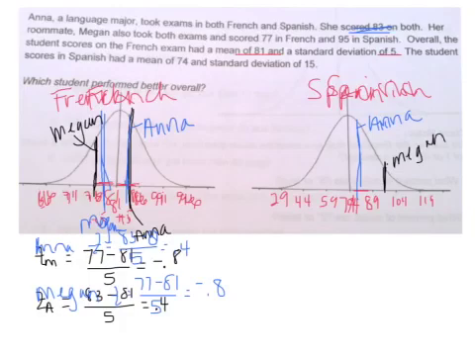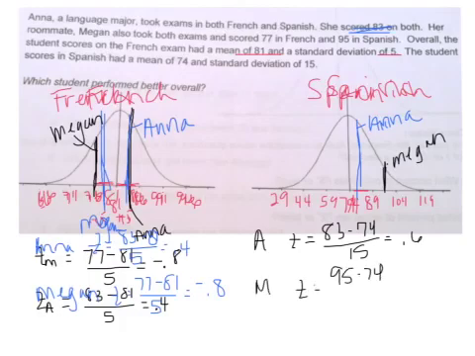Well, looking at Spanish, Megan absolutely did way better, but then she didn't do as well in French. So who did better overall? Well, let's go find the Z-score. So Anna, her Z-score is going to be 83 minus 74 divided by 15, and her Z-score is 0.6. And Megan, her Z-score is going to be 95 minus 74 divided by 15, and hers is 1.4. So depending on how you interpret that, you can say Anna did better overall because she was above average each time. And then Megan, she did better in Spanish. So you have to decide how you want to interpret that.